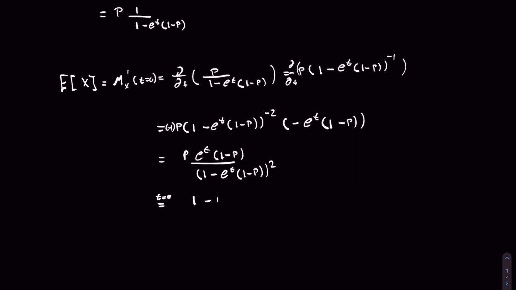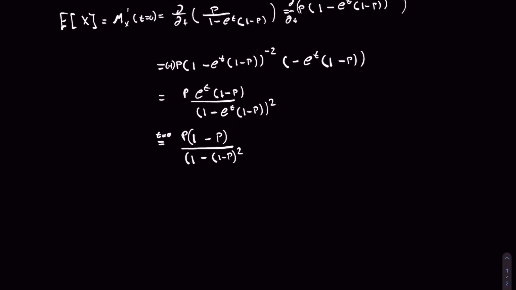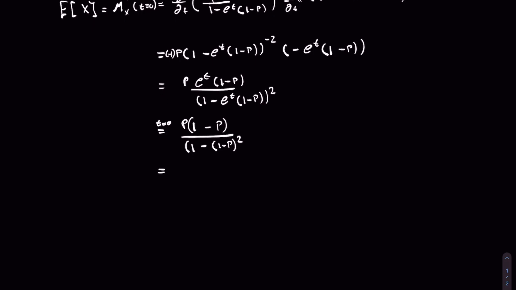So what we're left with is p. We said that this e to the 0 is 1. Getting 1 minus p, squared. Okay, so almost there, just some more simplifications to get the most simplified expression.